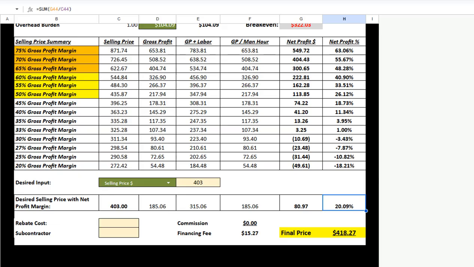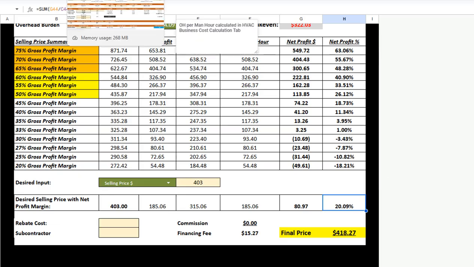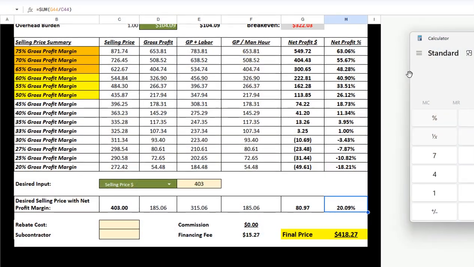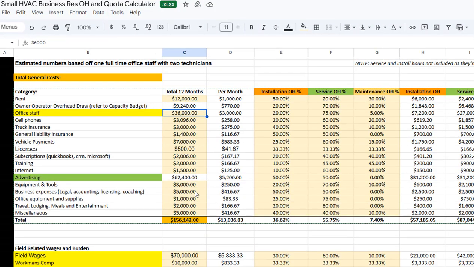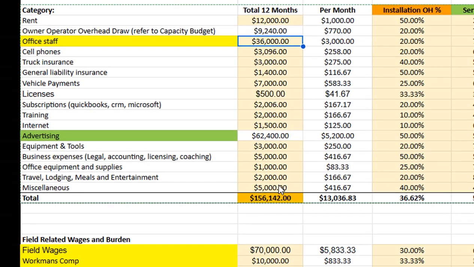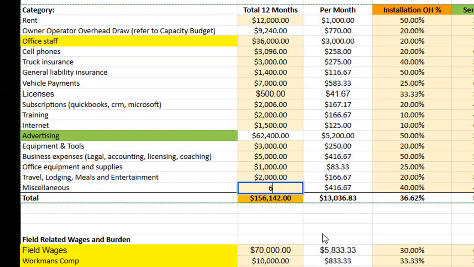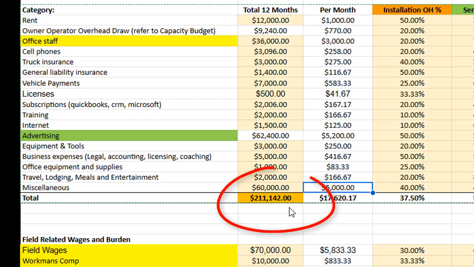So let's say I don't change any of my pricing, but I take and I recoup my $55,000. So if I've got over here in my overhead, this person in the office, I'm going to put it down here in miscellaneous. I've got $5,000 down here in miscellaneous. I'm going to add that $55,000 to that. So now my overhead is going to be $60,000 more. Now my overhead is $211,142.